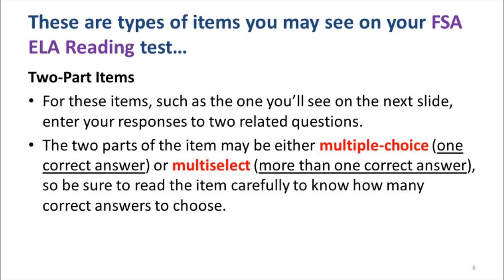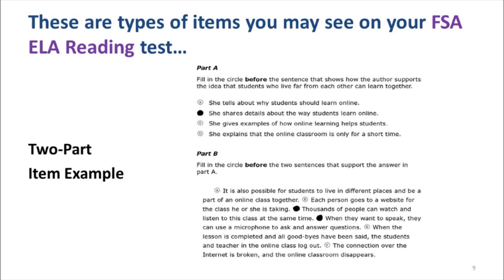Two-part items. For these items, such as the one you'll see on the next slide, enter your response to two related questions. The two parts of the item may be either multiple choice or multi-select. Here's your two-part example. You have part A, and as you can see, part B is multi-select.